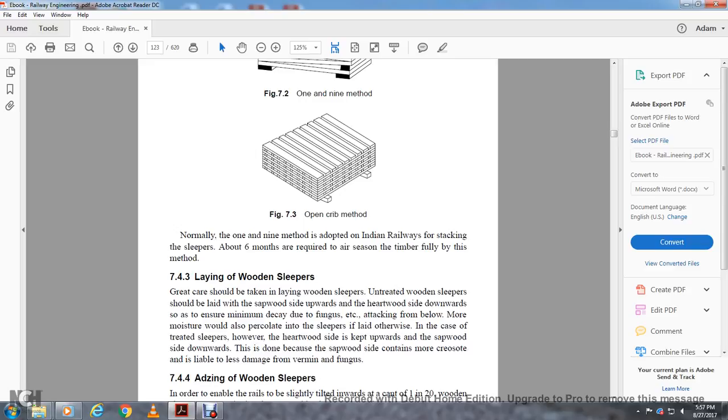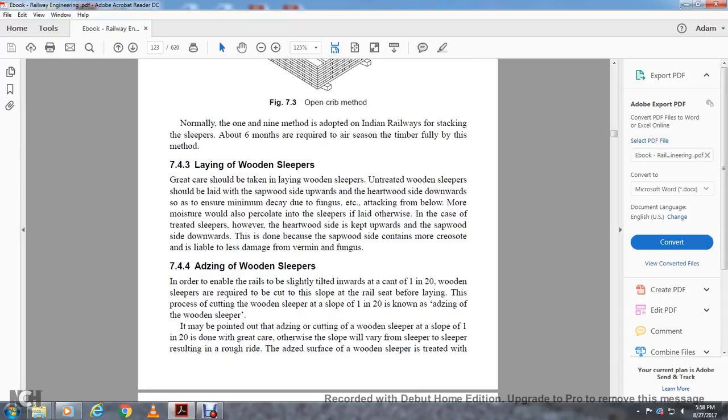Care should be taken in laying wooden sleepers. Untreated wooden sleepers should be laid with the sapwood side upwards and the heartwood side downwards. This ensures minimum decay, as the fungus acts from below, and more moisture would also percolate into the sleepers if laid otherwise. In the case of treated sleepers, however, the heartwood side is kept upwards with the sapwood side downwards. This is done because of the sapwood side containing more creosote and being liable to less damage from vermin and fungus.